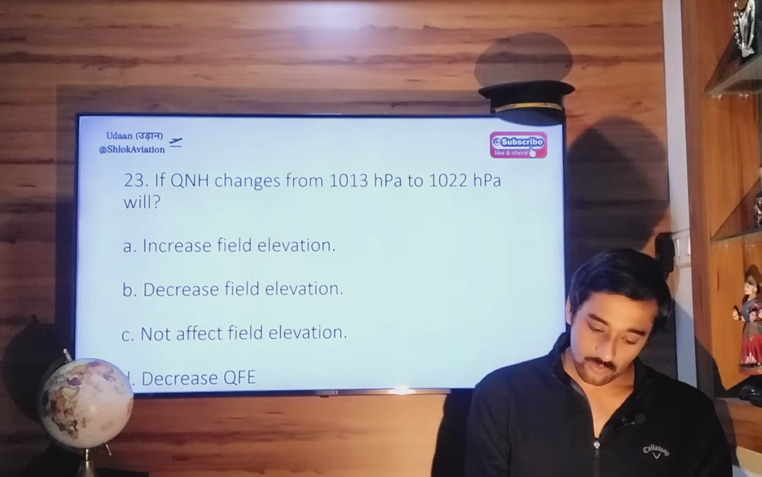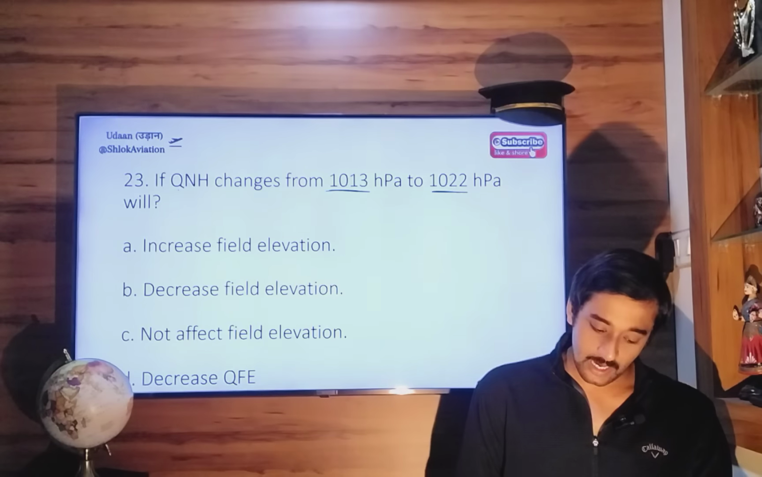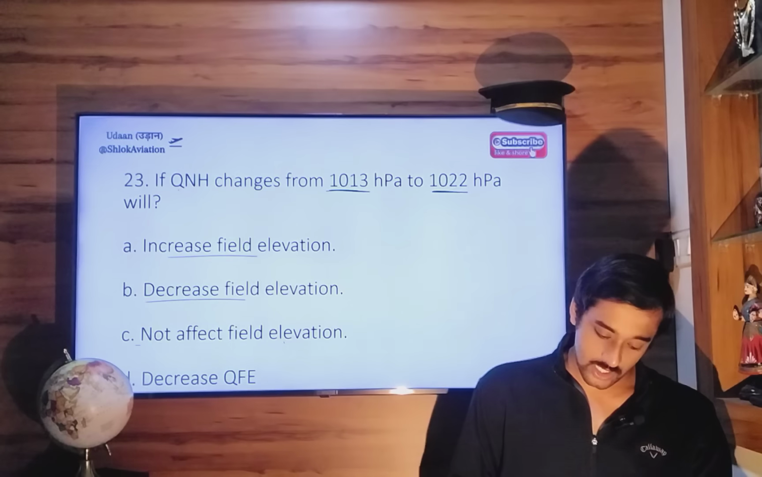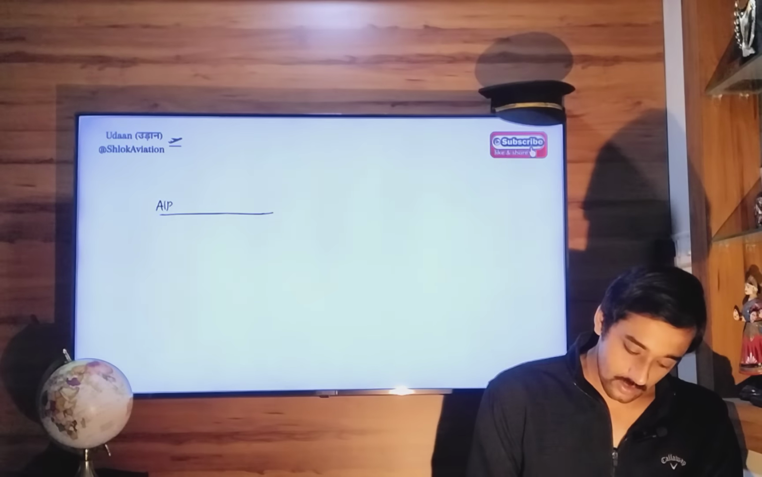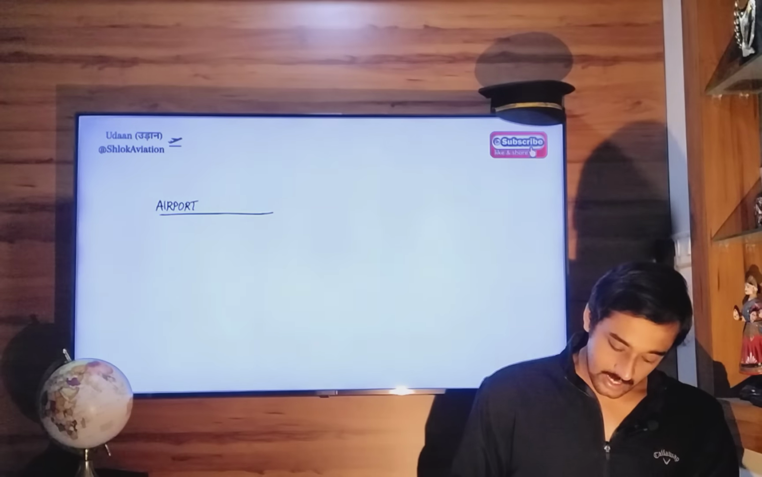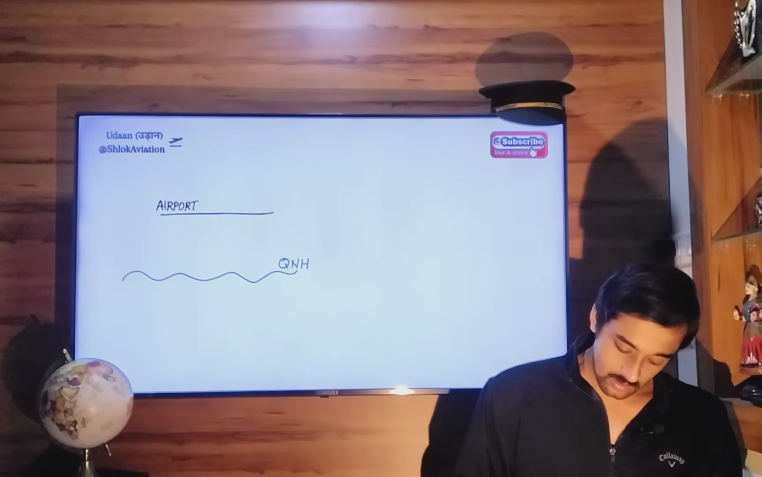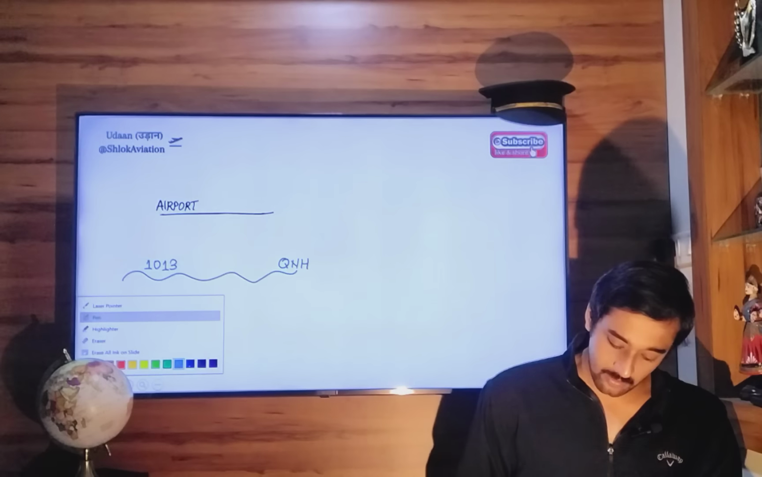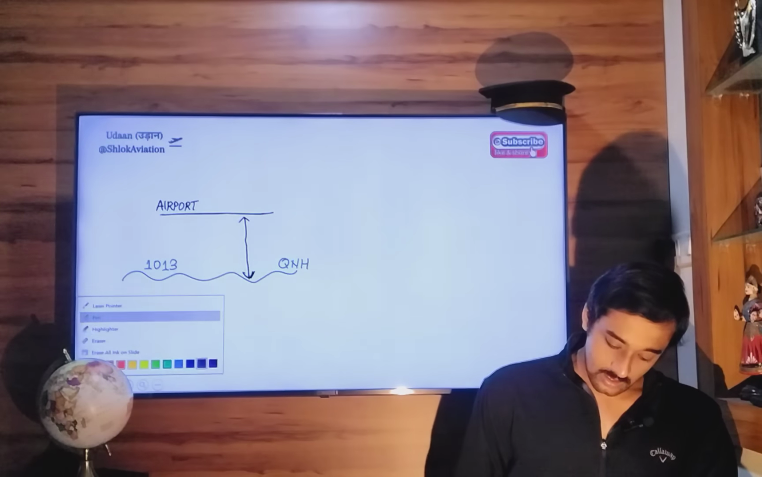If QNH changes from 1013 to a new pressure 1022, what will happen to field elevation? It will increase field elevation, it will decrease field elevation, not affect field elevation, decrease QFE. So, situation number one, let's consider this is your airport, and the mean sea level here in situation one is 1013. So the elevation of the airport will be measured from QNH, mean sea level, so it will be this much. QFE is whatever.